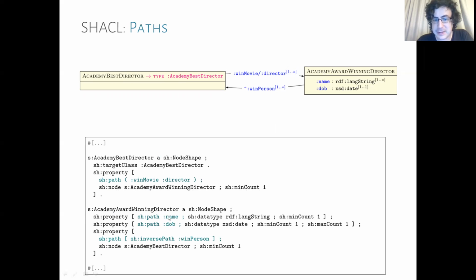We see that we also have paths that we've already seen in the examples for all the property shapes. So in this case, we have a path of name here. We have a path of date of birth here. The more interesting one is this one here, which we express as a path, which is the inverse path of win person. This means inverse, going in the other direction, in the backwards direction. And we have at most one of those. Okay, so we say that this Academy Award winning director has, at least one, has won at least one thing that satisfies the Academy Best Director Award.